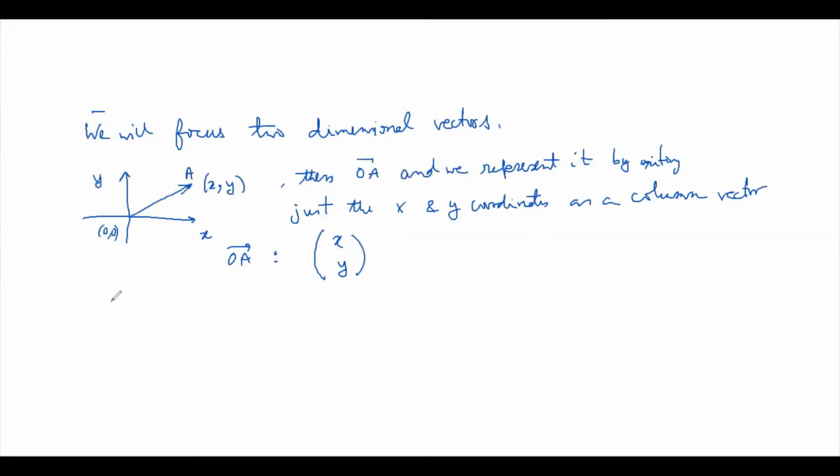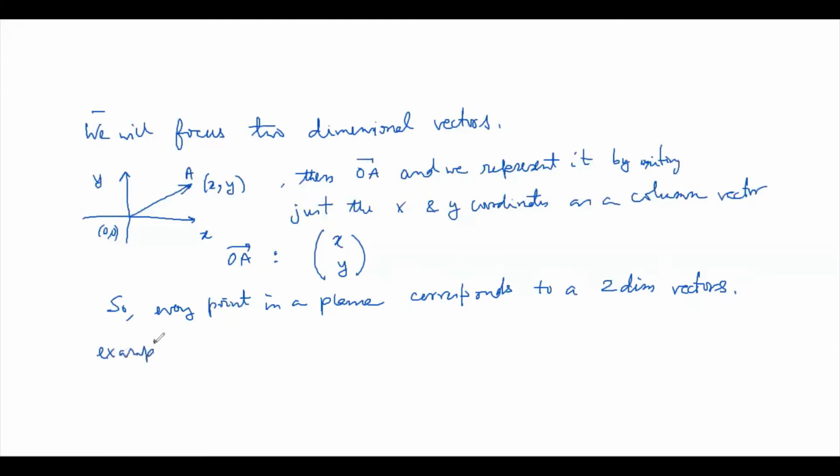Now, every point in a plane corresponds to a vector. It's called a two-dimensional vector, and we will not discuss why it is two-dimensional. We'll have that discussion for another day. But to begin with, let's get examples, lots of examples.